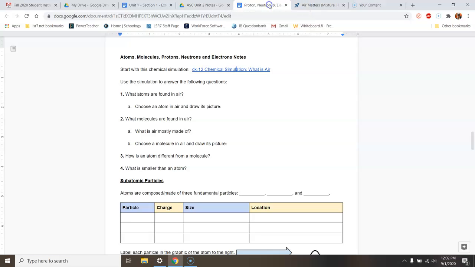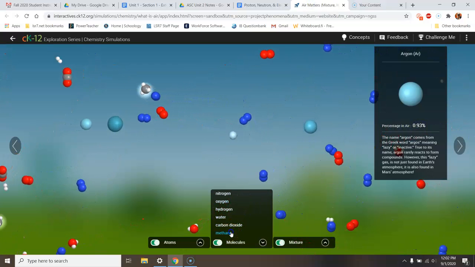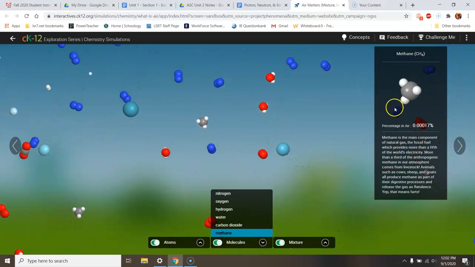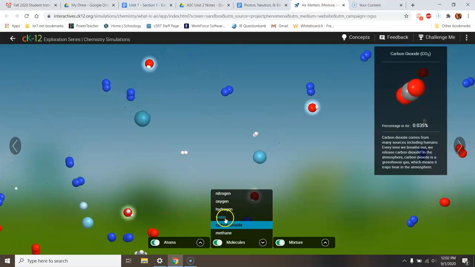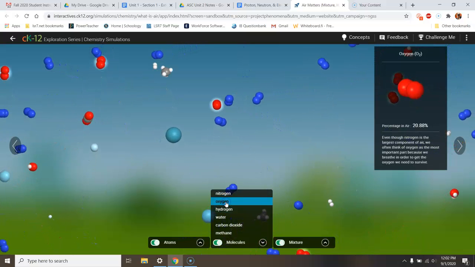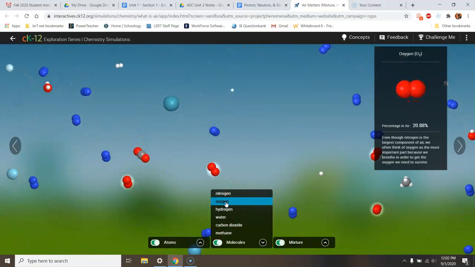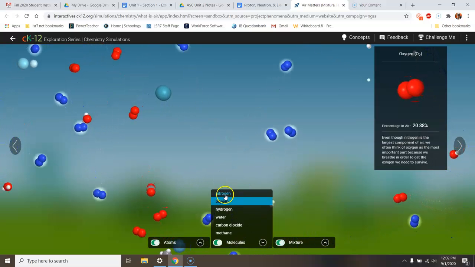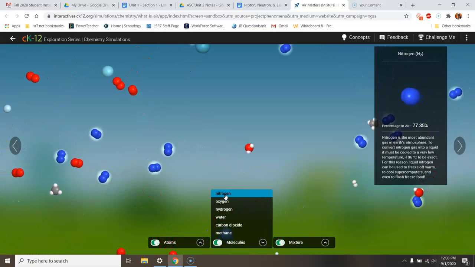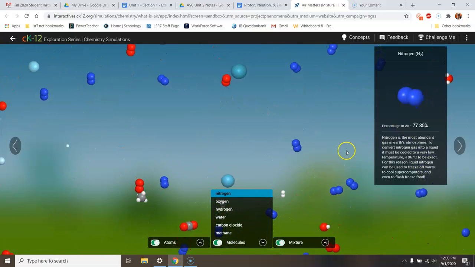So, all right. What is air mostly made of? Well, it's not mostly made of methane, because it says 0.00017%. Well, that's not a lot. And then you kind of go, oh, okay, carbon dioxide, nope. Water, 0.3%, nope. Not much hydrogen, very little. Oxygen, which we talk about breathing, well, that's only 20.88%. And then here we go. Nitrogen, that is what air is mostly made of. It is an extremely high percentage of nitrogen, 77.85%.